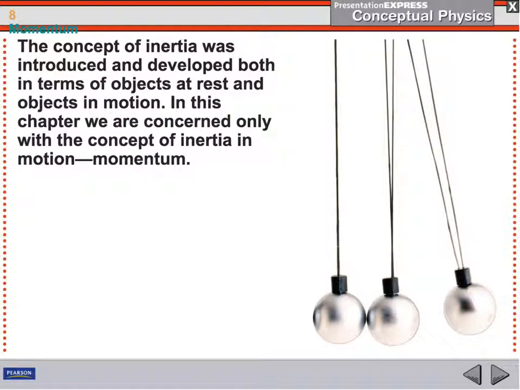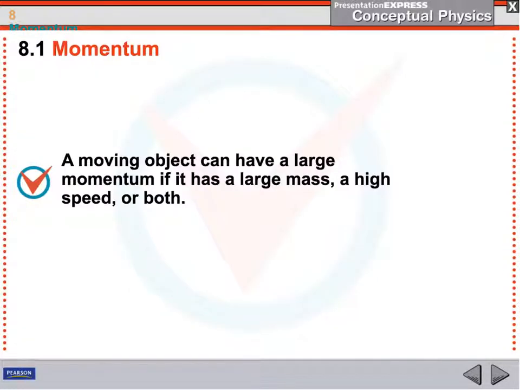The concept of inertia was introduced and developed both in terms of objects at rest and objects in motion. Remember Newton's first law. In this chapter, we are concerned only with the concept of inertia in motion. So you have to have motion for momentum. A moving object can have a large momentum if it has a large mass, a high speed, or both, because it's the relationship that you have between mass and velocity.